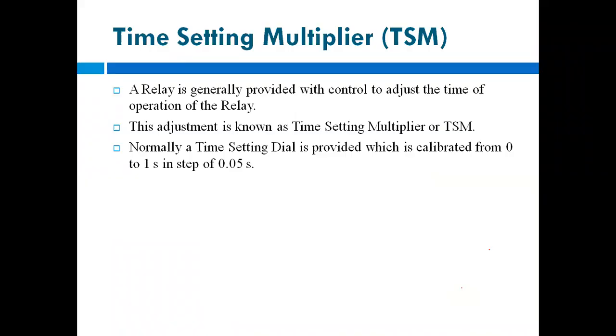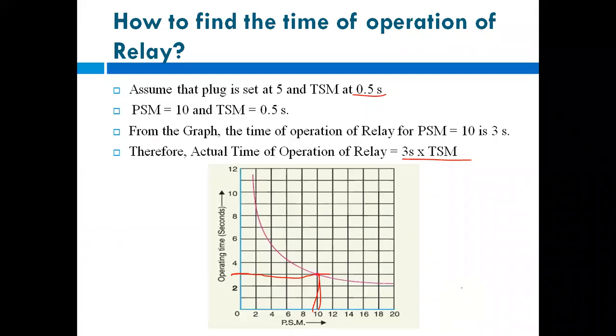All of you got how this time setting multiplier is taken. Only remember that there is a time setting multiplier, meaning one disk is there. From that you can set the time of operation of your relay. It is a multiplier because, just like in all meters, here also that value is multiplied to the set value.